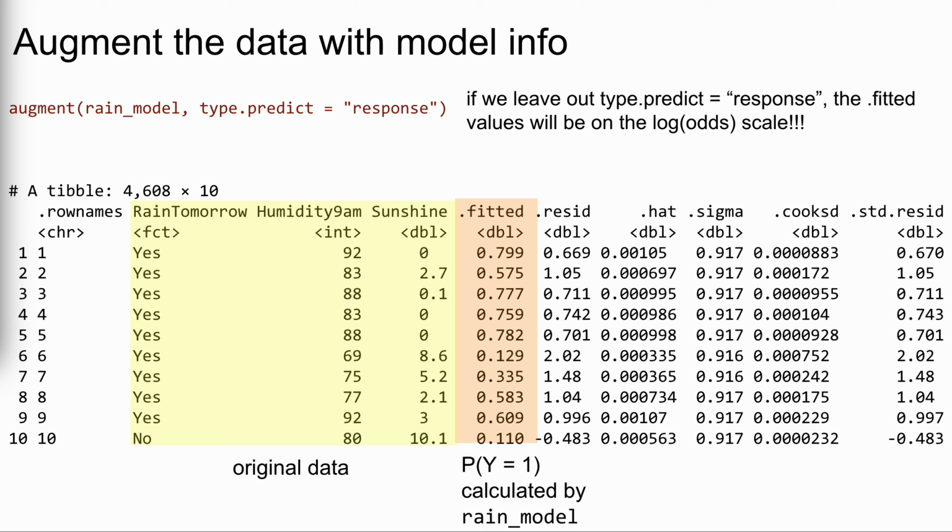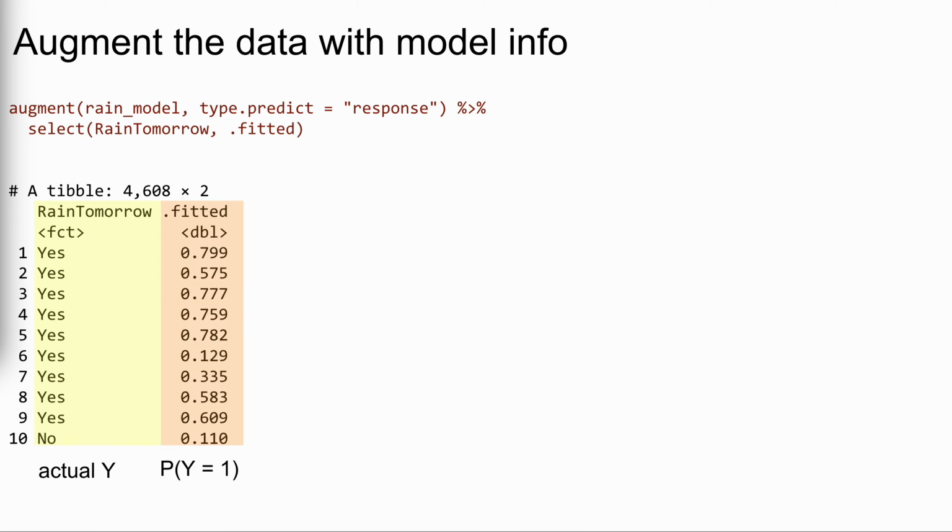So we don't get overwhelmed by all the other information in this table, which I'm not going to talk about, let's select and just focus on 2 columns: rain tomorrow, whether it actually rained, and fitted, the probability it rained as calculated by the model. Recall that we often want to turn these probability calculations into binary yes or no, true or false predictions of rain.